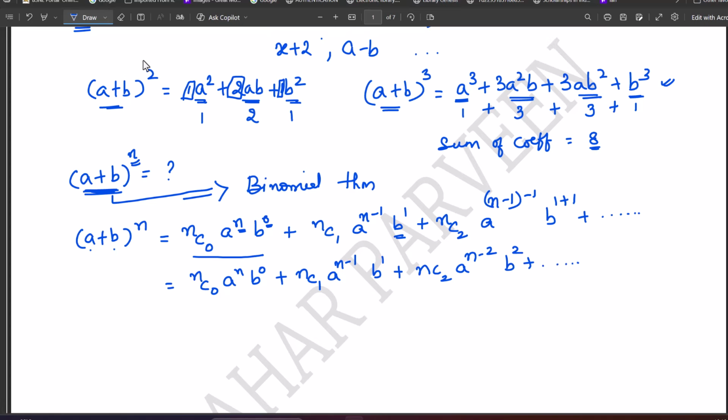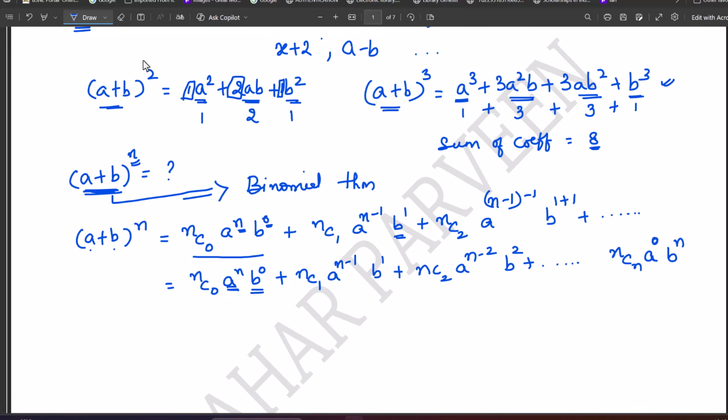And what will be the last term here? nCn. And because we had A to the power n here, the last term will have A to the power 0, because whatever power is there, it is decreasing, right? And what about B? We have 0 here, so here it will be n because it is increasing.